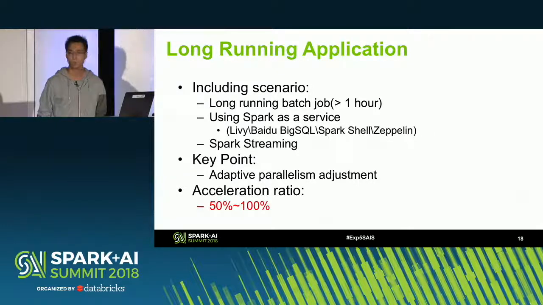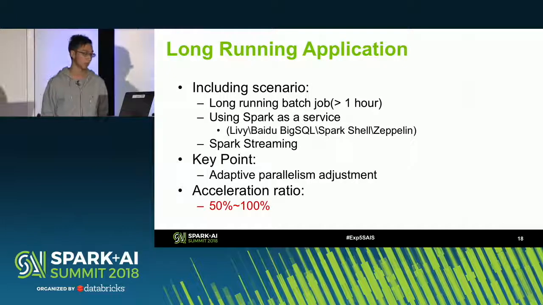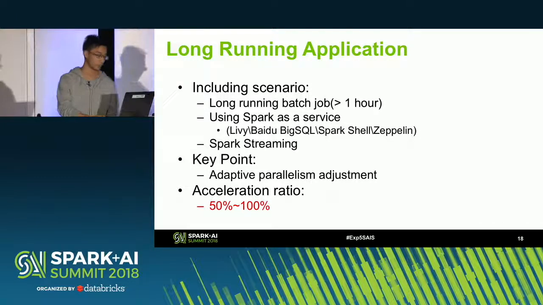And here we didn't want an immutable parallelism number within all the application's life cycle. So if we hit this strategy here, we can get the acceleration ratio from 50% to 100%.